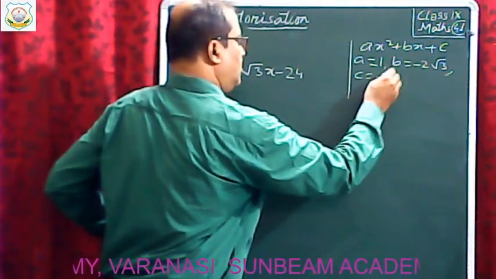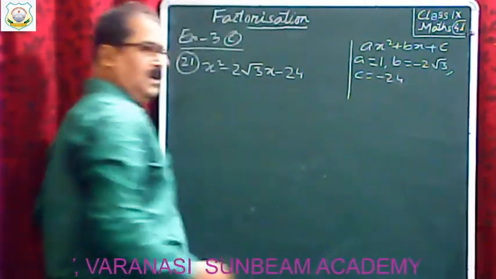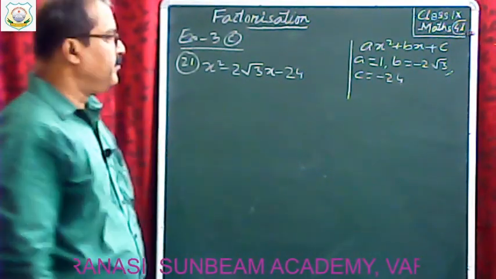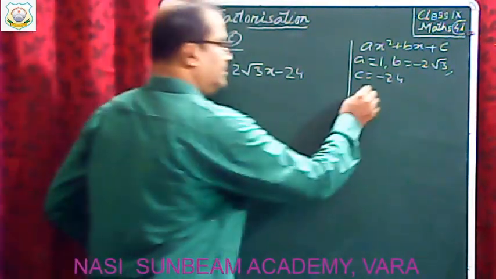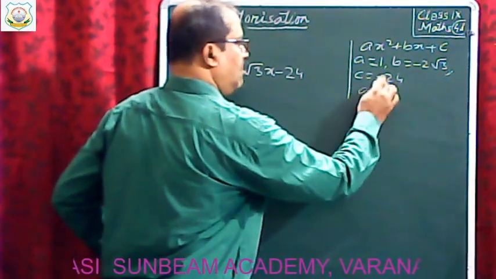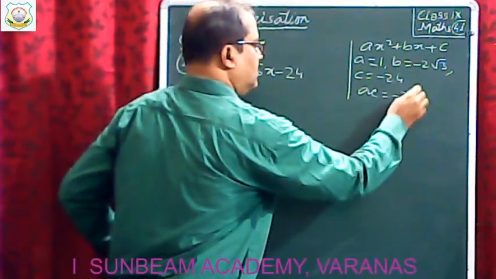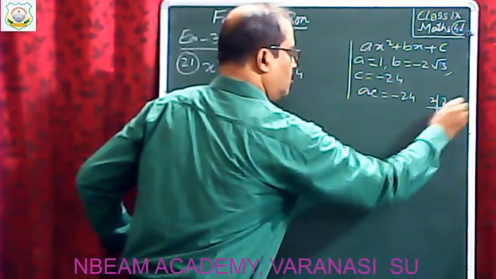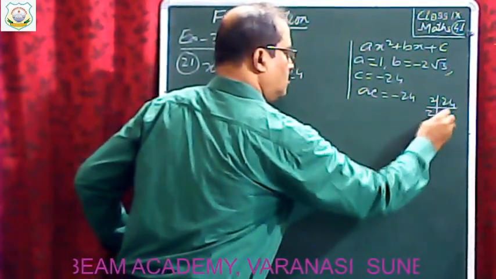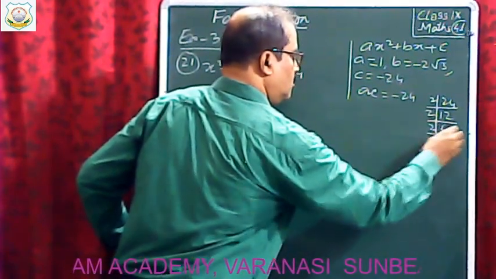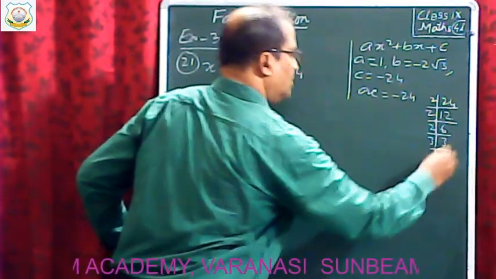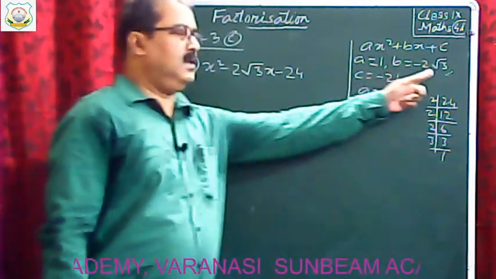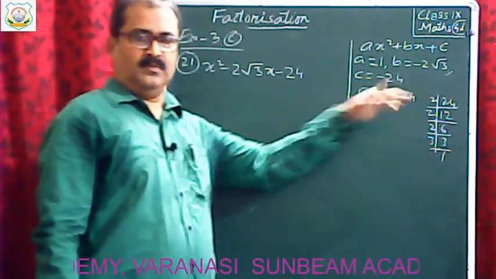C equal to minus 24. Okay, let's see again. It is your mental work or rough work, side by side I am doing. Product of AC, A into C equal to minus 24 into 1, minus 24. You have to factorize 24: 2, 12, 2, 6, 2, 3, 3. Now B is given in terms of root 3.